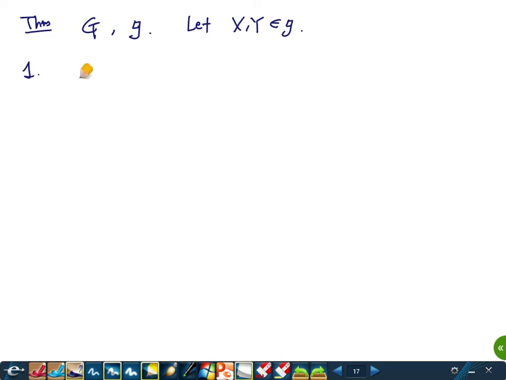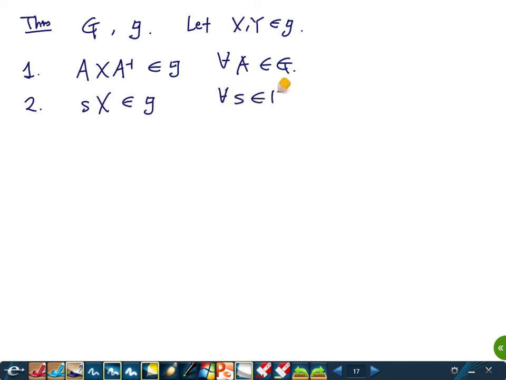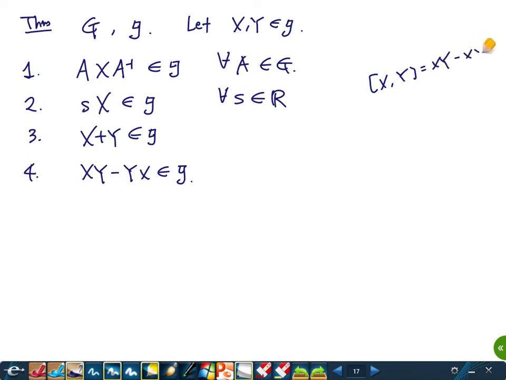Then the first, A X A inverse is in little g for all A in G. Second, sX is in little g for all s in the reals. Three, X plus Y is in little g. Four, XY minus YX is in little g. If you accept this theorem, then you will see immediately that this is a Lie algebra under this bracket definition. This theorem tells us that the corresponding Lie algebra is really a Lie algebra.